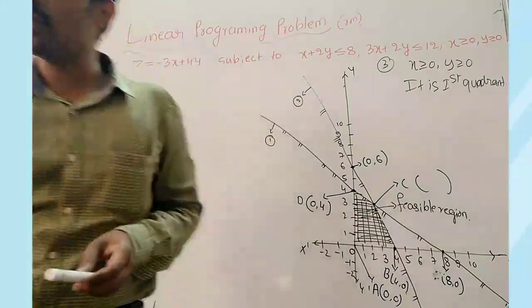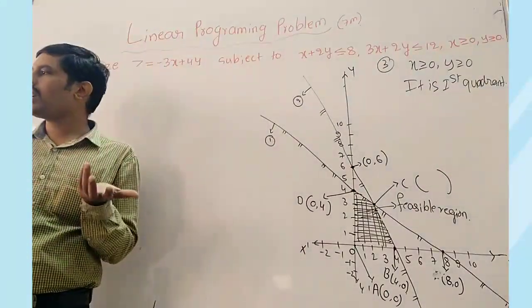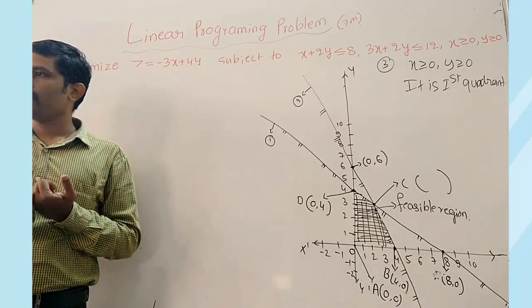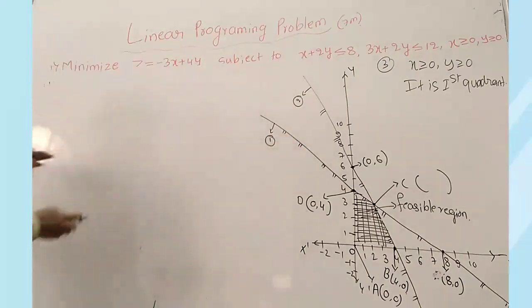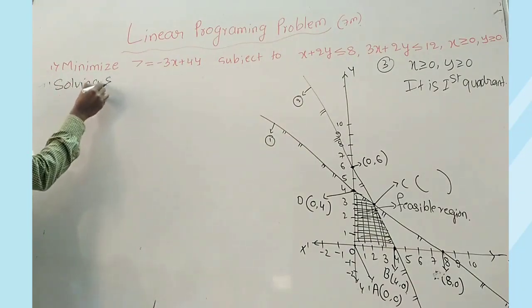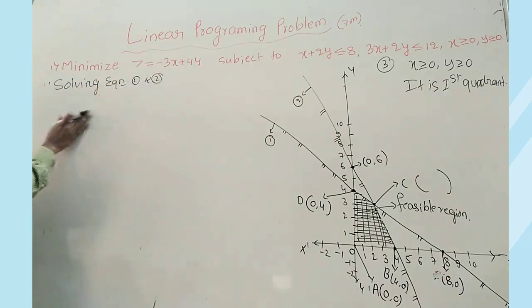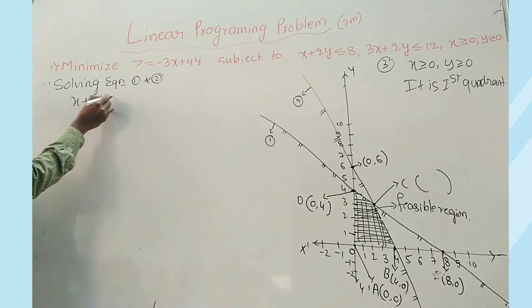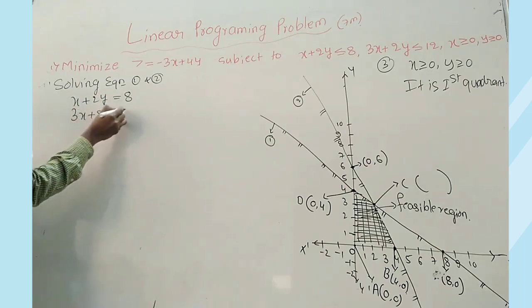Now what will we do? We will solve both equations, then we will get the x value and y value. So what are the two equations? First one and second one. We are solving equations 1 and 2. What are the equations, students? Everybody knows. x plus 2y equals 8. The other one is 3x plus 2y equals 12.